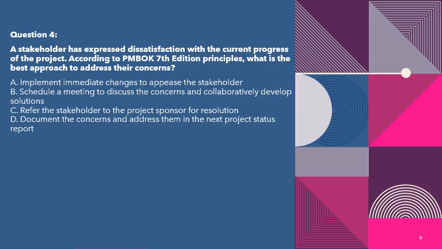Question number 4. A stakeholder has expressed dissatisfaction with the current progress of the project. According to PMBOK 7th edition principles, what is the best approach to address their concerns? A, implement immediate changes to appease the stakeholder. B, schedule a meeting to discuss the concerns and collaboratively develop solutions. C, refer the stakeholder to the project sponsor for resolution. D, document the concerns and address them in the next project status report.